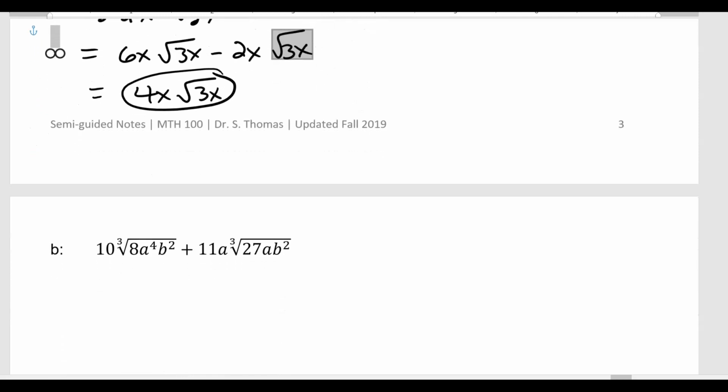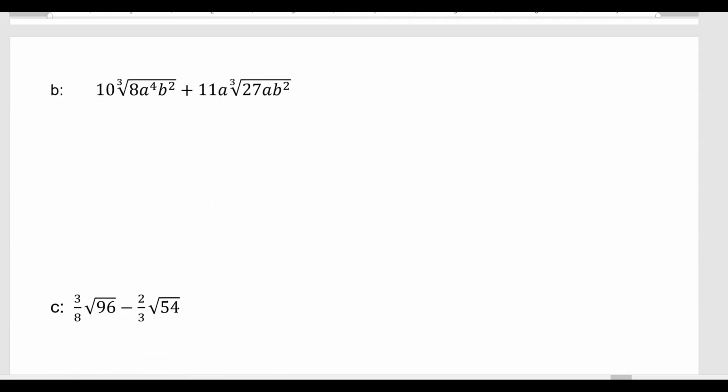Moving on, for B, we have 10 times the cube root of 8. Now, notice that that is a perfect cube. So we're going to come back for that. 8 is a perfect cube. But let's split up this a to the 4th, because we're going to break up the a's into as many a cubes as possible. And this is why we're going to break it up, because we have a cube root symbol, and we know the cube root of a cubed. So we're going to split up the a's into a cubed times a, because a cubed times a is a to the 4th. And we don't have enough b's to split it up, so we're going to move forward.